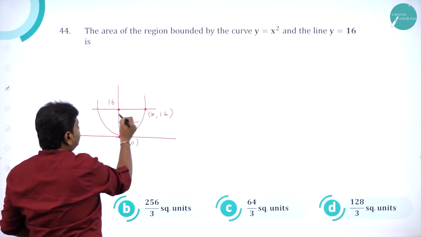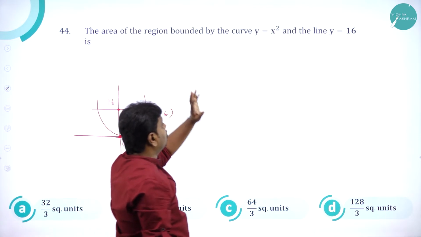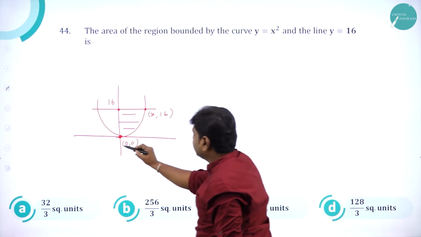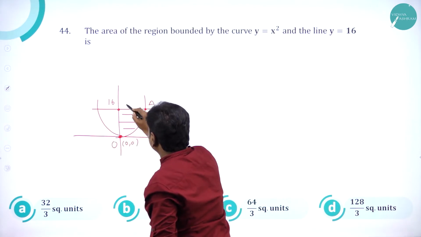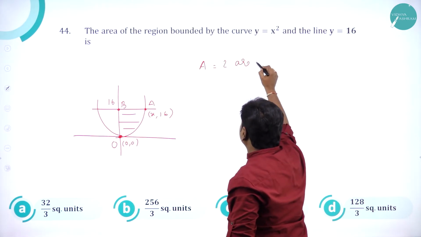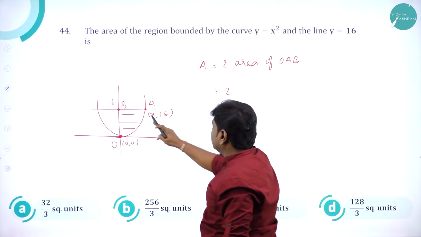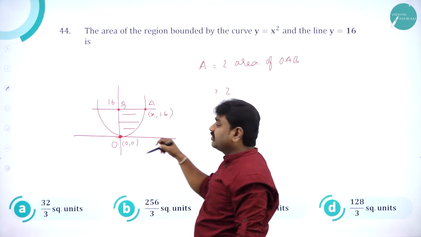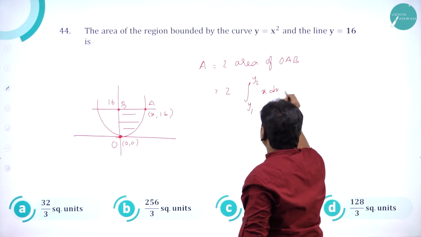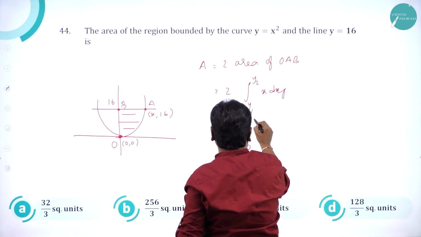So now I can find this area. This is the area bounded by the curve and the line, and we have symmetry. So I can say this is O, this is A, this is B. Can I say required area is 2 times area of OAB? What is area of OAB? It is the area bounded by the curve and the line and y axis. So I can say integration along the y axis means y1 to y2 x dy. So that is 2 times integration, y varies from 0 to 16.